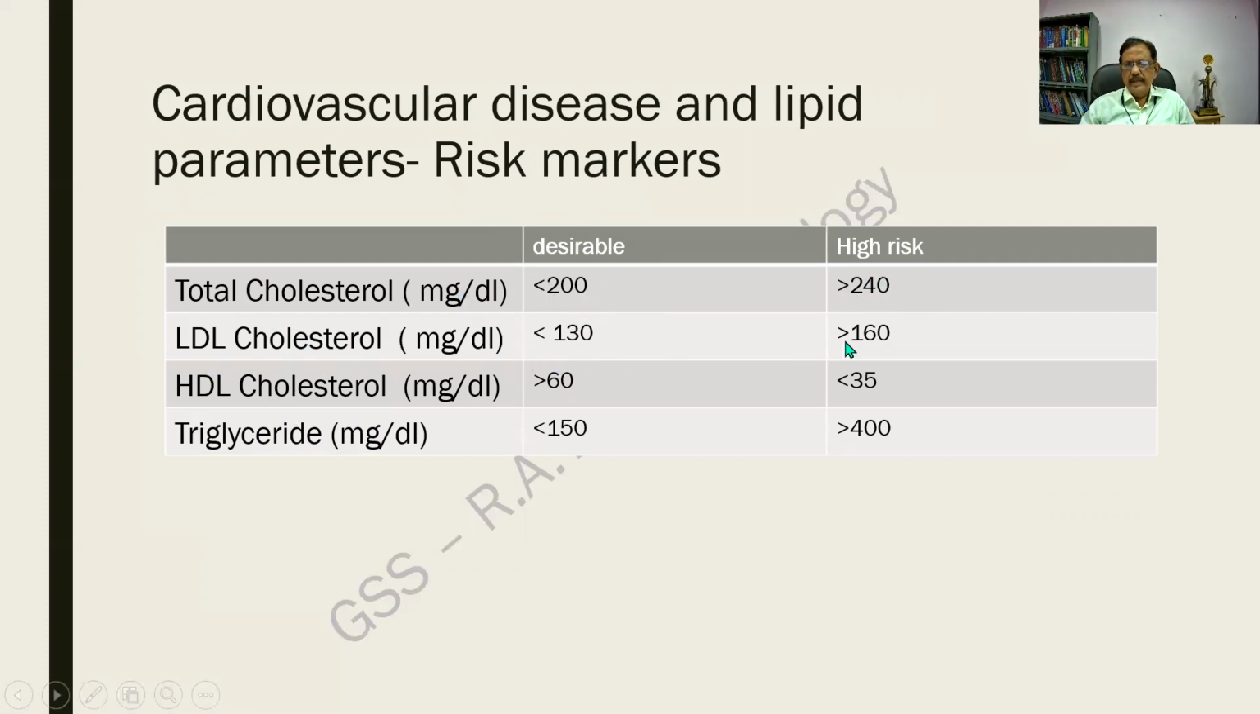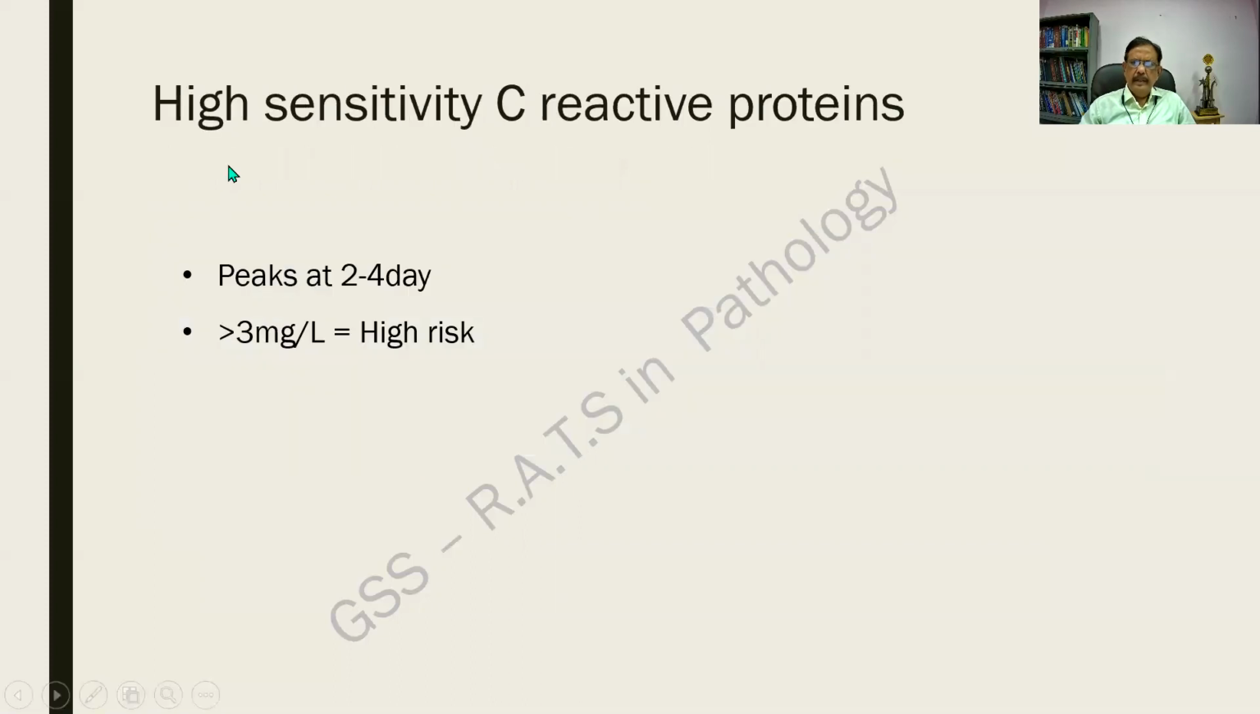LDL cholesterol is increased in a case of myocardial infarction. HDL cholesterol, colloquially called the good cholesterol, is decreased in myocardial infarction. Triglycerides are more than doubled in a case of myocardial infarction. So these are the markers. The lipid profile is definitely mandatory for any patient with myocardial infarction. And the C-reactive protein is an inflammatory protein found in any kind of inflammation. Again, for the sake of completion, more than 3 milligrams per liter is indicative of high risk, and it peaks in 2 to 4 days.